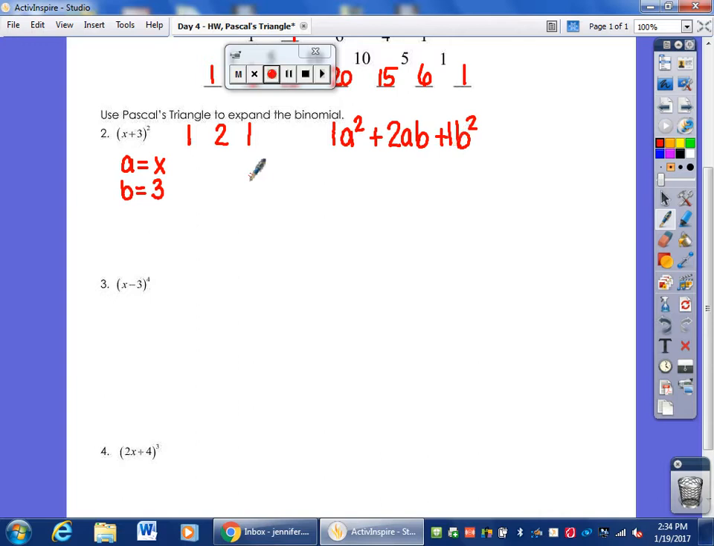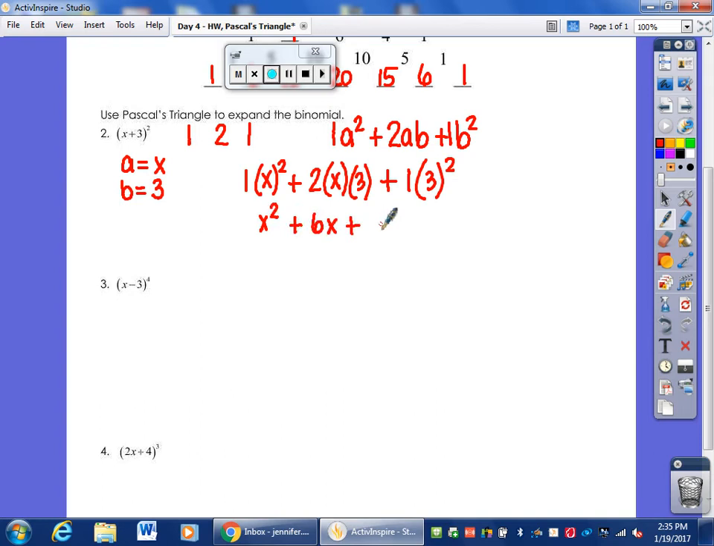So this is going to be 1 times x squared plus 2 times x, that's what the a value is, and the b value is 3, plus 1 times 3 squared, okay? So now when we simplify, that's going to be x squared plus 6x plus 9. 3 times 3 is 9 times 1. Okay, so this would be our final expansion.